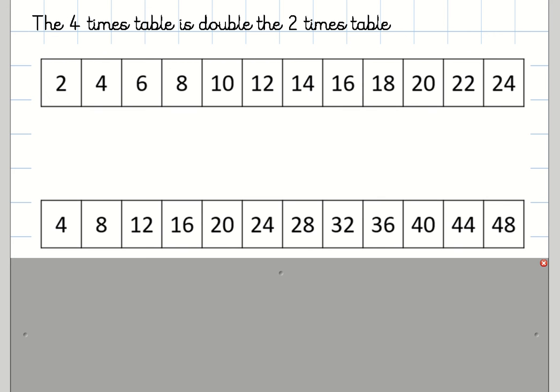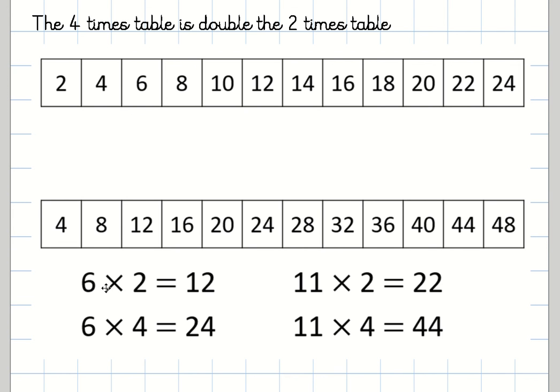Hopefully what you've started to recognise is that the 4 times table is double the 2 times table. 2 times 2 is 4, 4 times 2 is 8. Okay, we've doubled 2 to get 4, we've doubled 4 to get 8, we've doubled 20 to get 40. So if you're ever unsure of the 4 times tables, think of the 2 times tables and double it. 6 times 2 is 12, 6 times 4 is 24, and 24 is double 12. 11 times 2 is 22, 11 times 4 is 44, and double 22 is 44.